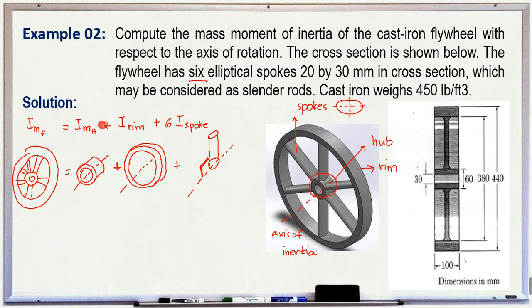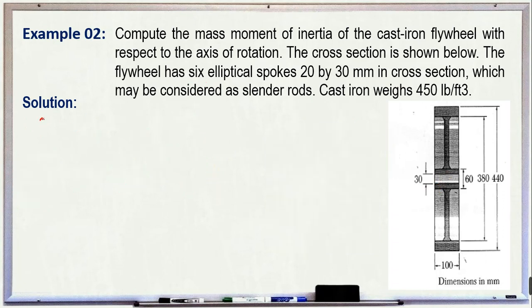So, first is we're going to solve for the mass moment of inertia for the hub, then for the rim, and finally for the spokes. Okay, so this is how we're going to attack this kind of problem. Don't worry, given tayo ng mga dimensions for each part. So starting with the hub.